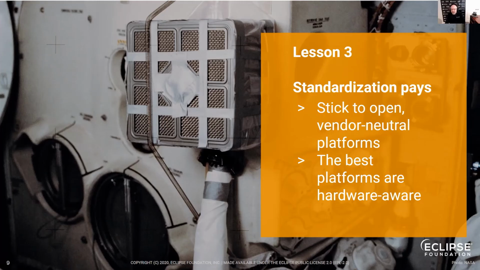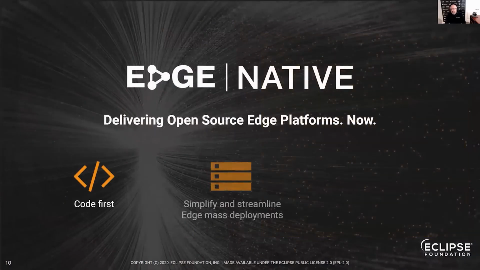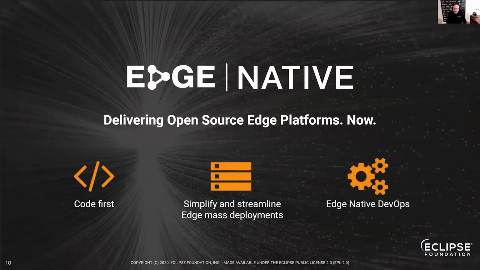Now, all of those lessons and many others come from the work that we are doing right now in the Edge Native Working Group at the Eclipse Foundation. And the goal of the working group, we are code first because we're not focused on proof of concept code. We're not focused on blueprints or architectures. We are focused on 2 real-world platforms that you can leverage now in order to streamline and simplify edge deployments and implement what we call edge native DevOps.